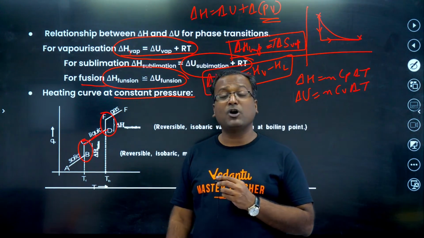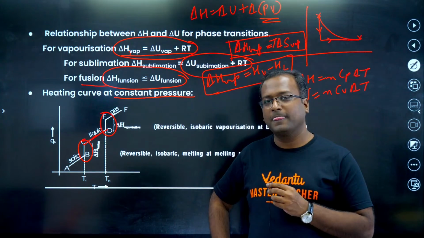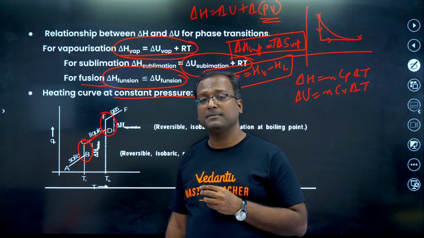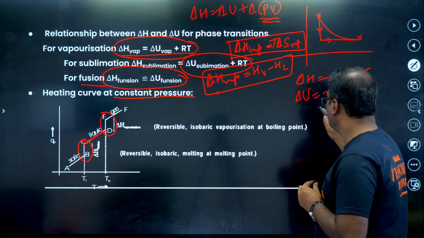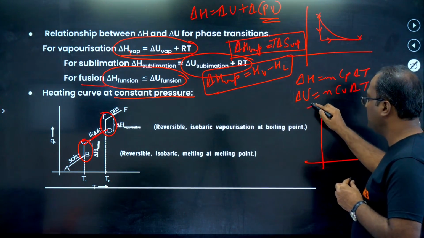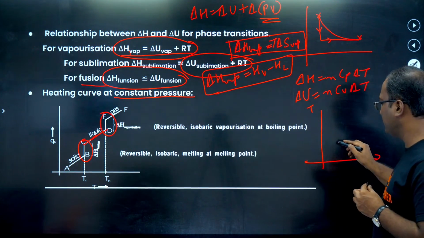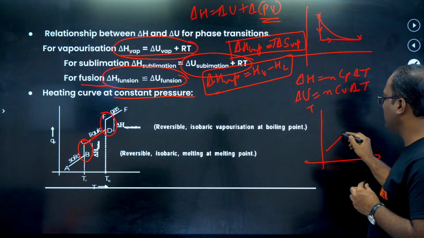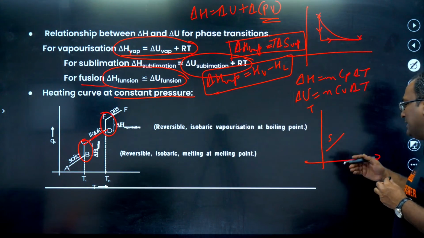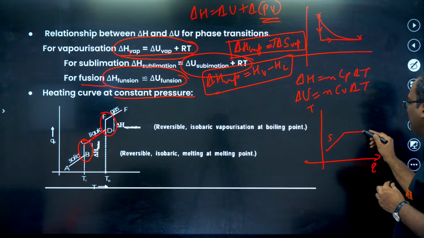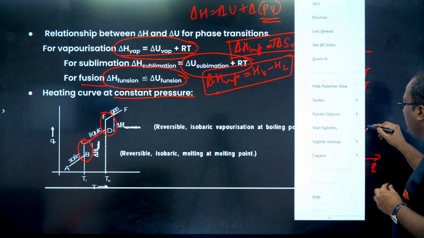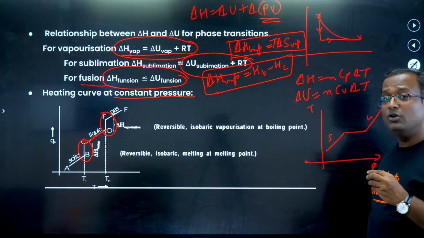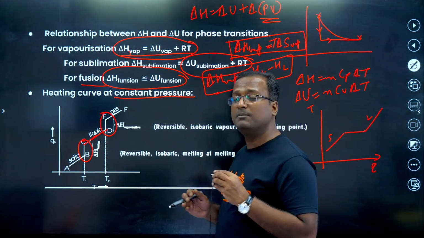Simple, isn't it? What if I change the x and y axis? What if I tell you now I'm plotting temperature versus Q, not Q versus temperature? How will it look? If I talk about plotting temperature versus heat input, when it is a solid, I am giving heat, temperature is rising. Now when it is interconverting into liquid, when it is equilibrating with liquid, I am still giving heat, but the temperature is not rising. All of the solid has melted away. Now the temperature will rise. Do you understand how flipping the axis is changing the melting curve?